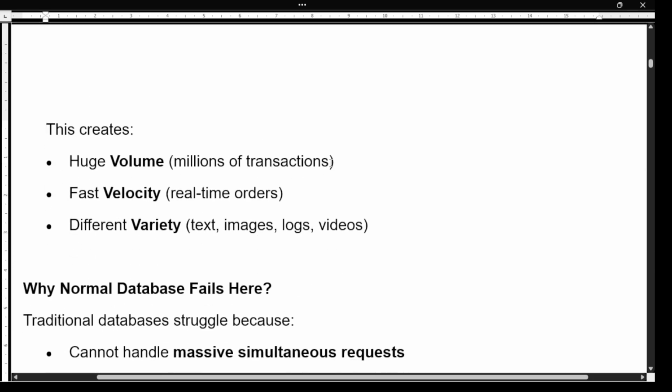Okay, so you would have millions of transactions every day and fast velocity. A lot of real-time orders would be there, and different types of data would come. It could be text, images, logs, videos.